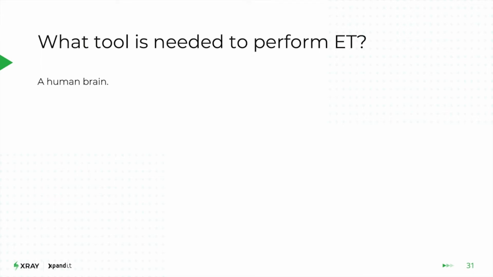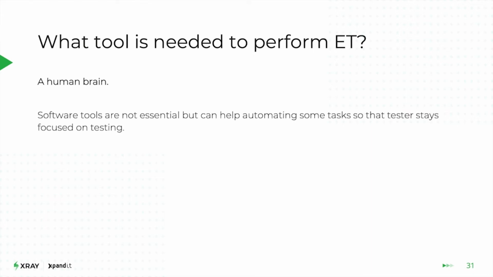A human brain is awesome. It should be the go-to tool whenever you want to perform not just exploratory testing but other kinds of activities. And of course, software tools are not essential, but can help automate some tasks. Some of those tasks that we covered are about creating a process, documenting that process, and sharing that process so that you can get some specific outcomes. It's really handy to have a tool that enables you to automate some of these tasks.